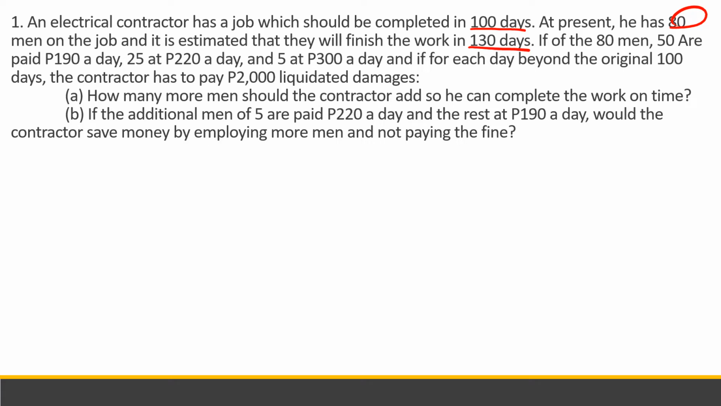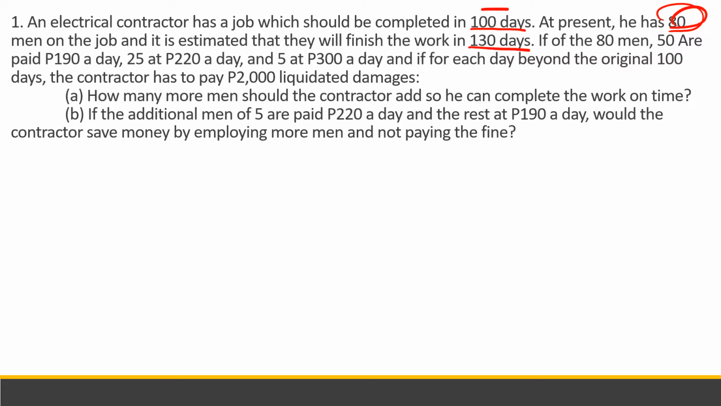Of the 80 men, 50 are paid 190 a day, 25 are paid 220 a day, and 5 are paid 300 pesos a day. For each day beyond the original 100 days, the contractor has to pay 2,000 as liquidated damages. The question is, how many more men should the contractor add so he can complete the work on time? How many men should be added to the 80 so he can finish the work in 100 days?